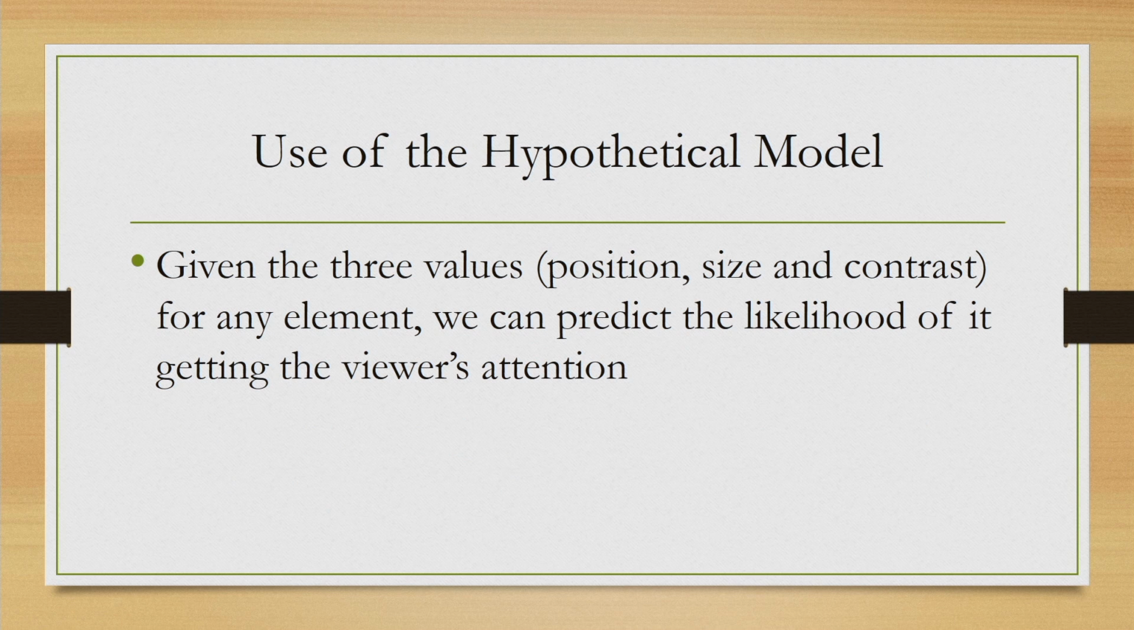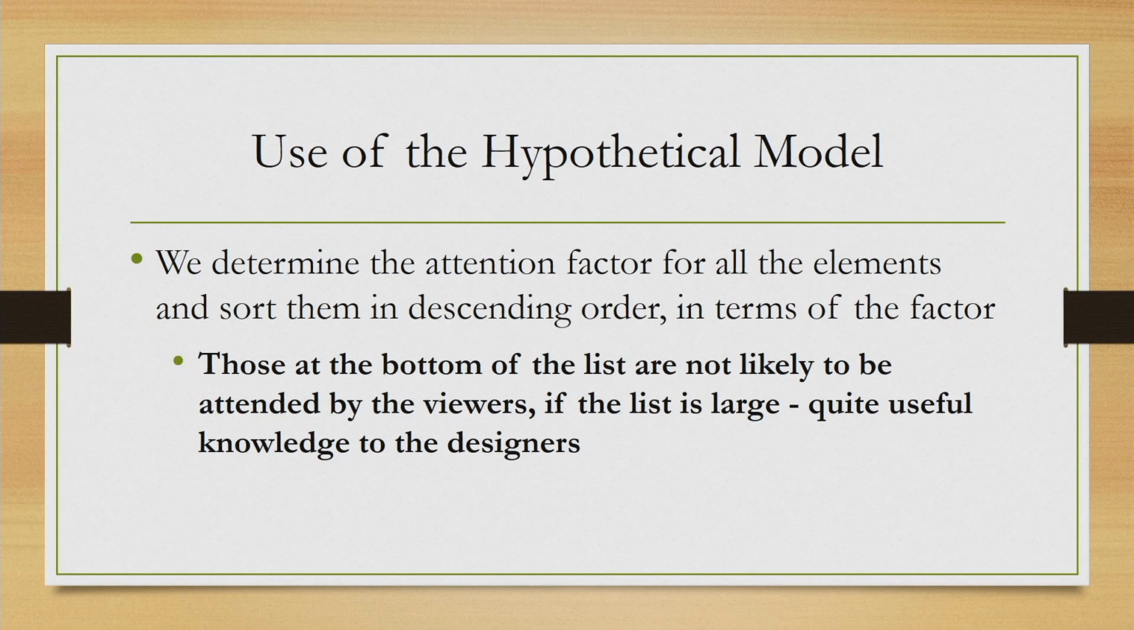Now, if for my design I can obtain the values of the 3 variables position, size and contrast, and I know the constant values A, B and C, then I can compute this attention factor for the particular element, and I can do that for all the elements present on the interface or the web page. So, with this knowledge of the attention factors of individual elements present on a web page, what can we do?